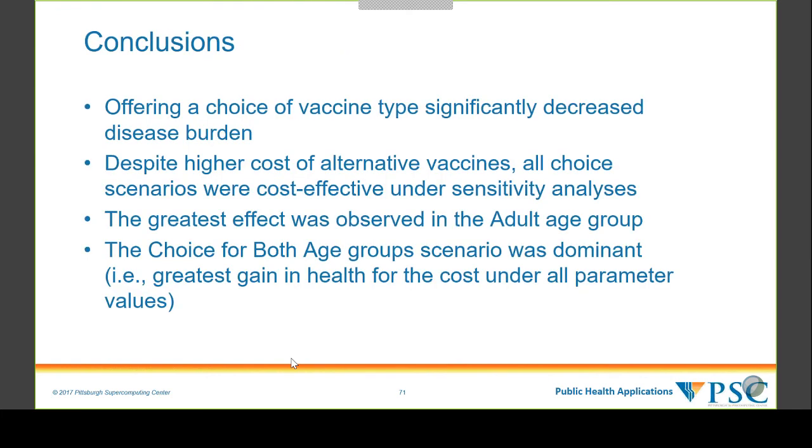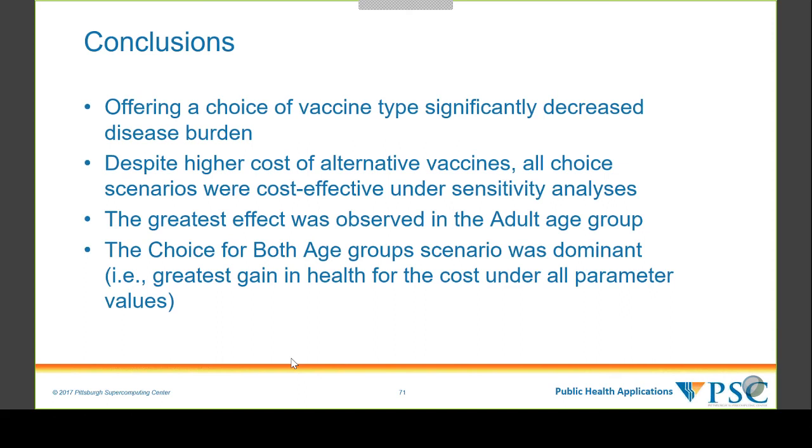So conclusions, we significantly decreased the disease burden by offering choice. And despite this higher cost that comes along with offering a choice of alternative vaccines, all of the choice scenarios were cost-effective under sensitivity analyses. The greatest effect was observed in the adult age group, but the choice for both age groups was dominant, in that it gave the greatest gain in health for the cost under all the parameter values.